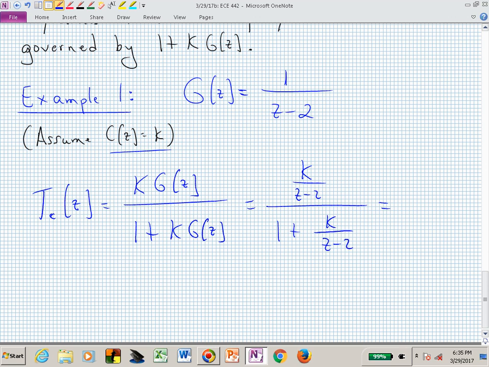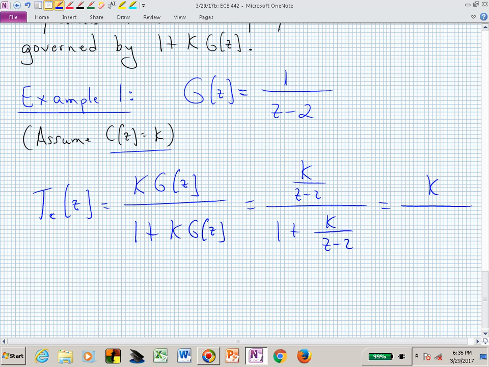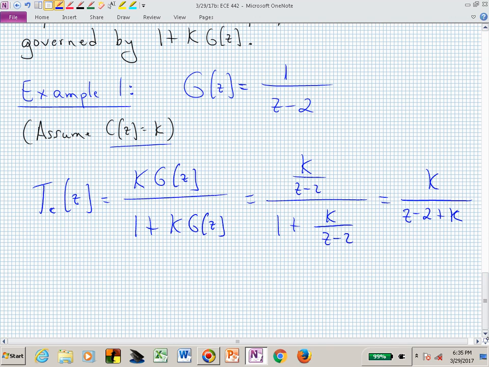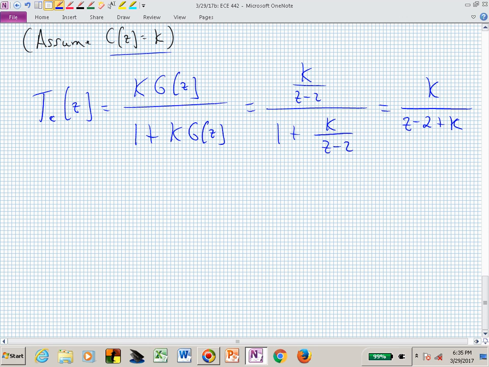Let's get that as just a ratio, so that we can say, let's put everything over Z minus 2 and cancel that Z minus 2. And we now have K over Z minus 2 plus K. That's our closed loop transfer function. And we can adjust that by adjusting K, the proportional gain term. What are the closed loop dynamics?